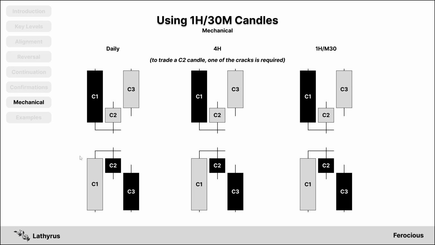Same for bearish, I can trade a daily C2, then a 4 hour C3, and then a 1 hour or 30 minute C2 once again, where the C2 candles are confirmed with one of the cracks I explained.